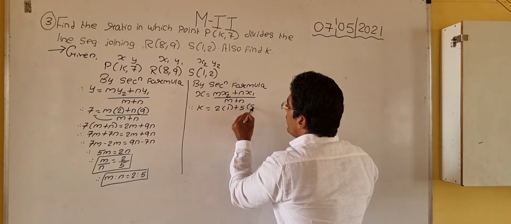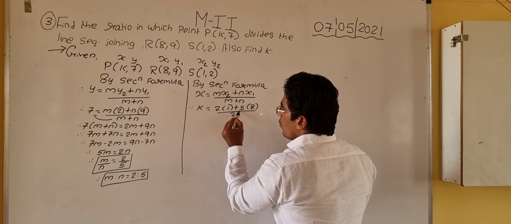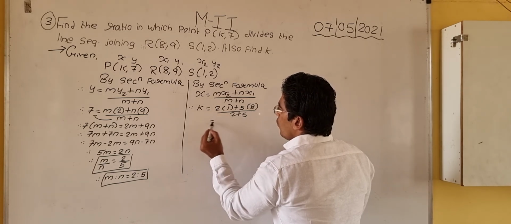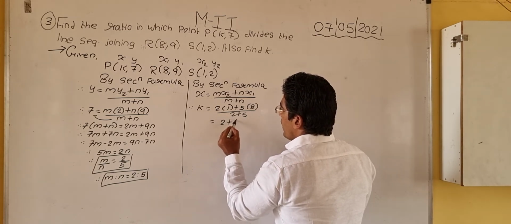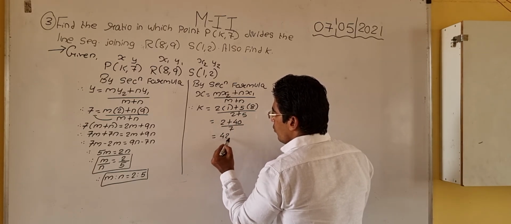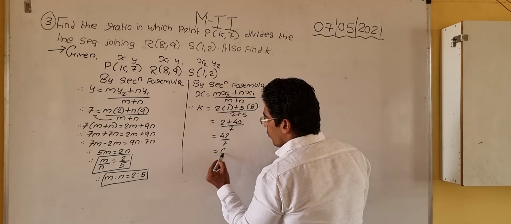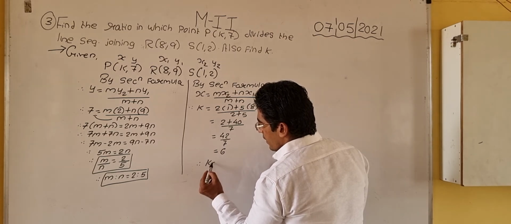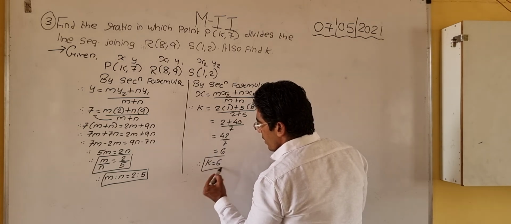Plus, what is n? 5. What is x1? 8, upon 2 plus 5. 2 1s are 2. 8 5s are 40. 2 plus 5, 7. 42 upon 7, that is equal to 6. Therefore, k is equal to 6.